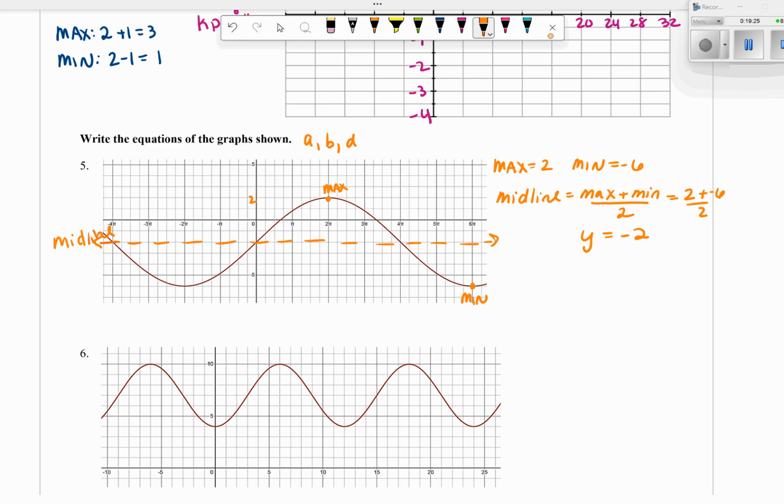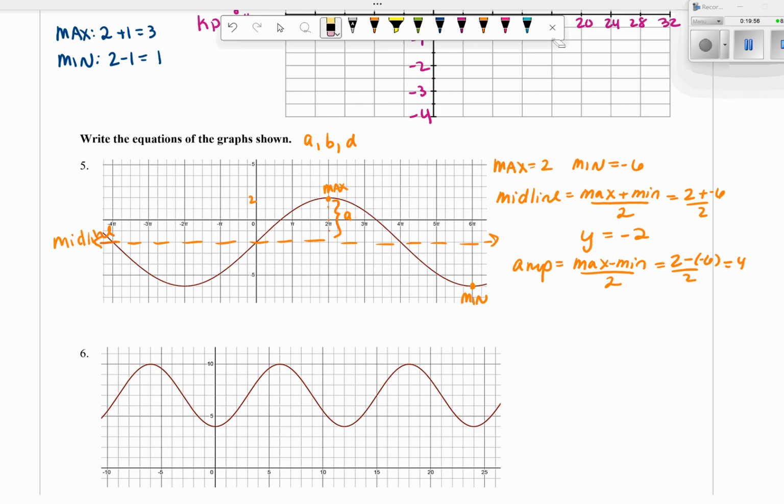Now that I have that, I can count from my graph up 1, 2, 3, 4, because remember this is your amplitude. So I know my amplitude is equal to 4 by counting on the graph, or you can do the maximum minus the minimum divided by 2. Either way, it doesn't matter. If I did the maximum minus the minimum divided by 2, that would be 8 divided by 2, which is 4. Or again, you can count on your graph, whatever works for you. Now that I have my A value, I have my D value.